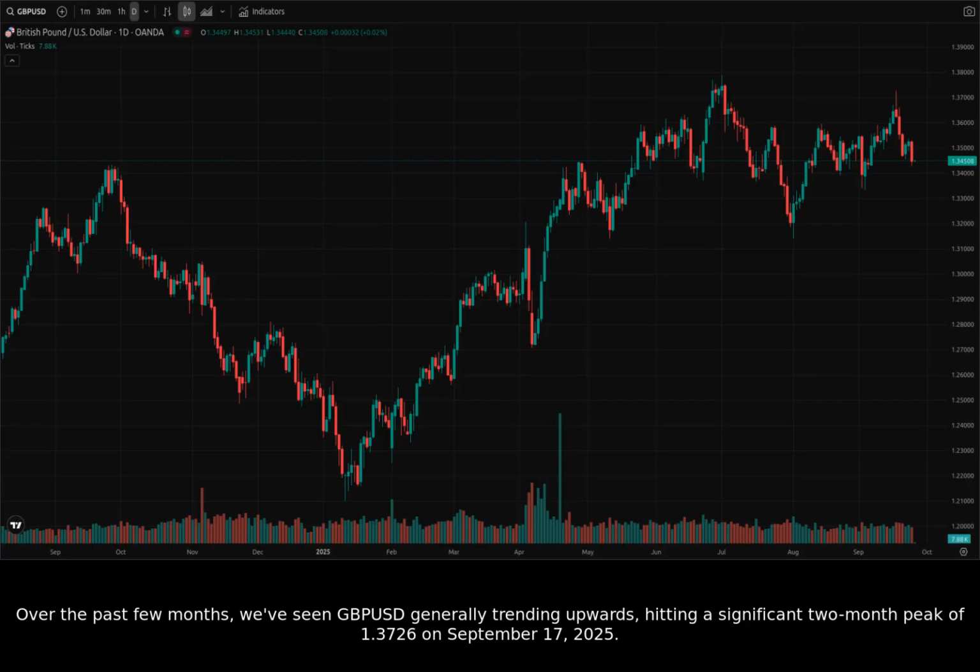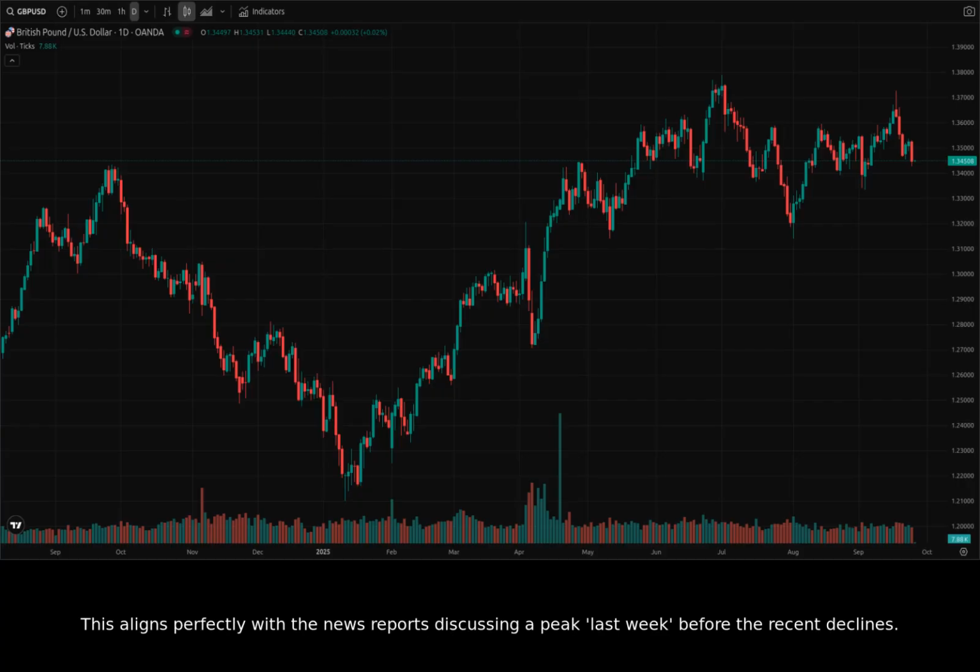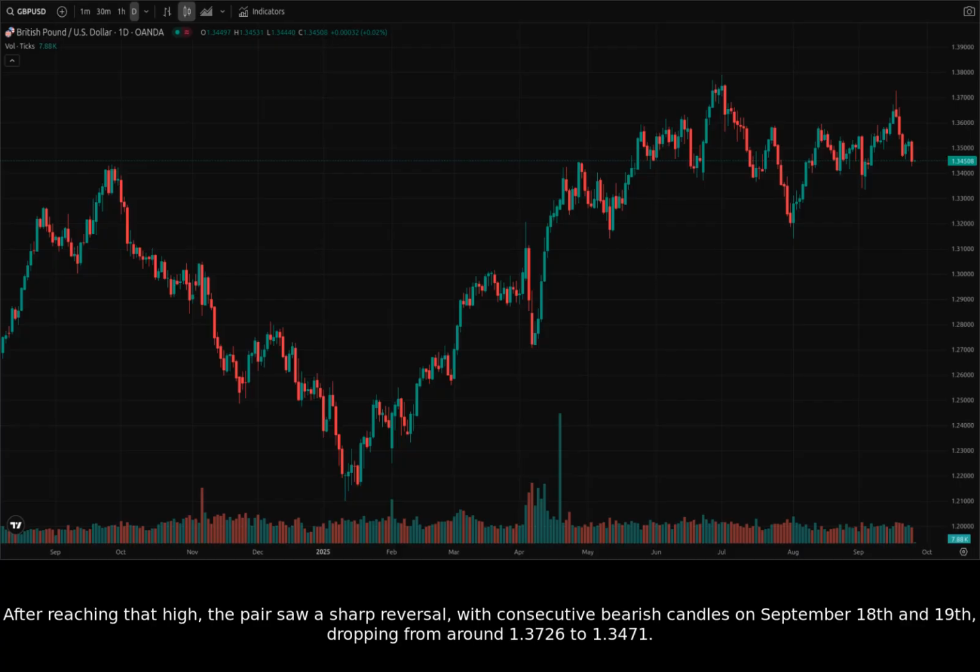Over the past few months, we've seen GBPUSD generally trending upwards, hitting a significant 2-month peak of 1.3726 on September 17, 2025. This aligns perfectly with the news reports discussing a peak last week before the recent declines. After reaching that high, the pair saw a sharp reversal, with consecutive bearish candles on September 18th and 19th, dropping from around 1.3726 to 1.3471.